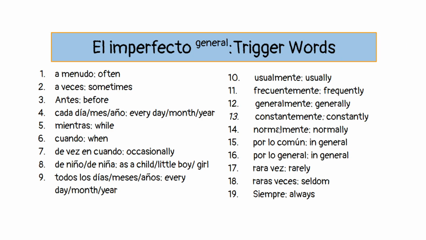Okay, we're going to talk about imperfect trigger words. A menudo, often, sometimes, before, while, when, occasionally. Any -ly word, like constantly, usually, those would end in -mente in Spanish. Those will trigger the imperfect. Okay, they're not very specific.